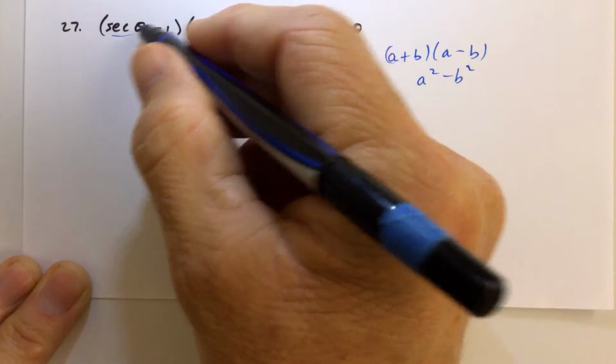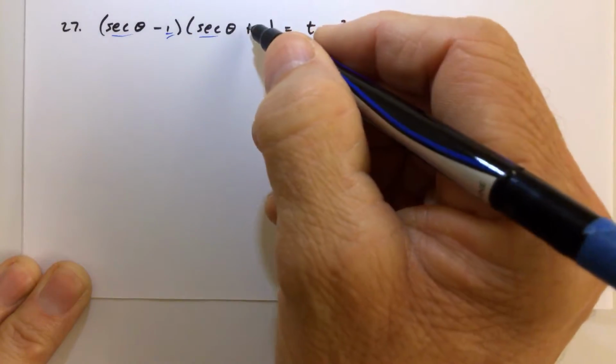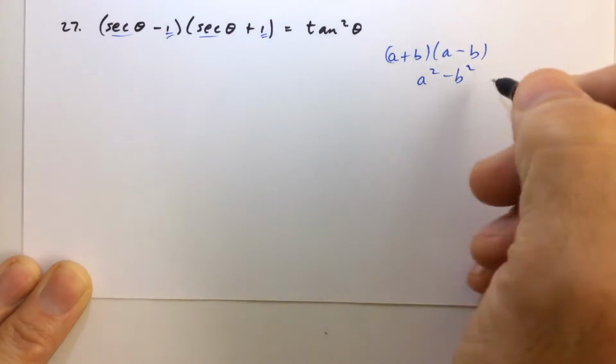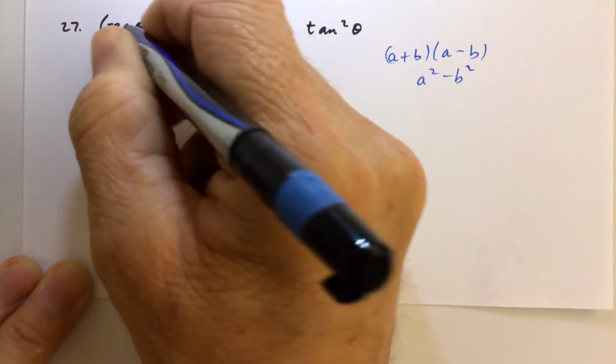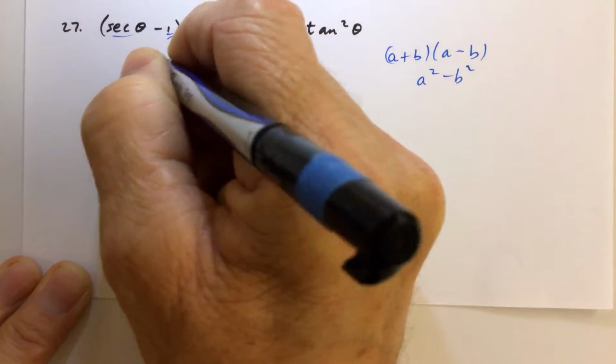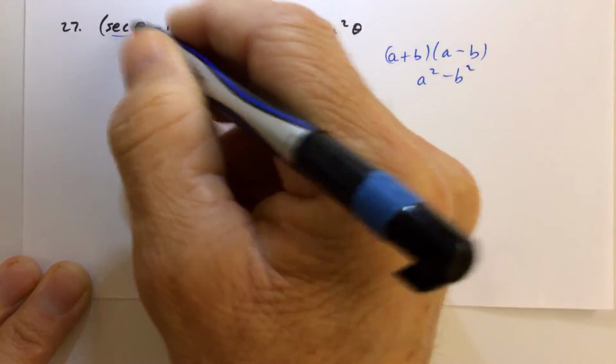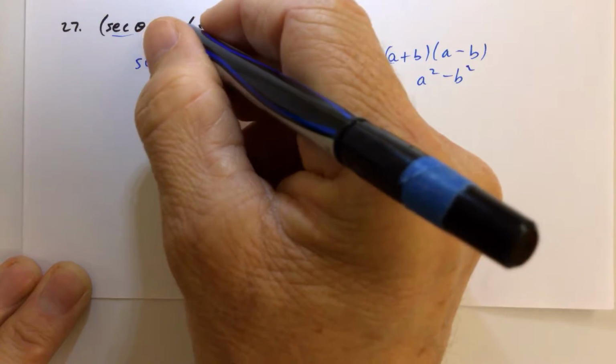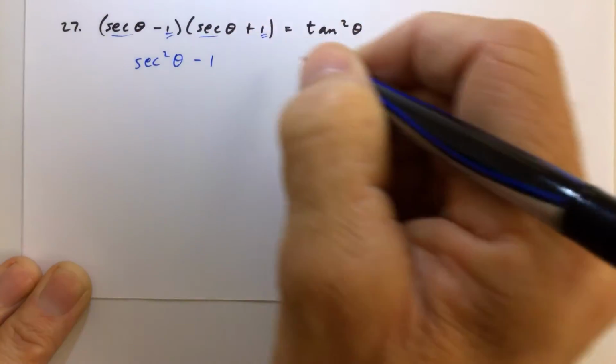and then in the first set of parentheses we have a minus sign, the other set we have a plus sign, then we know we have a squared minus b squared, which means that secant times secant is secant squared. And then the outer plus the inner are going to add up to 0, and then we have minus 1 times 1, so minus 1.